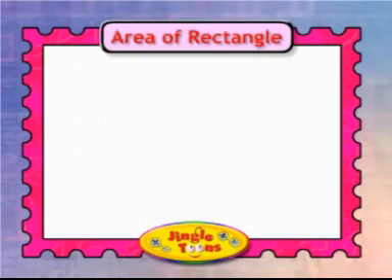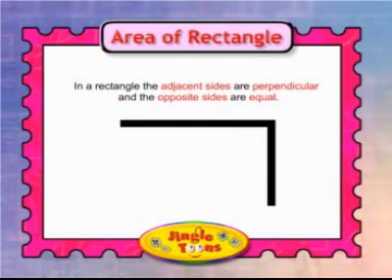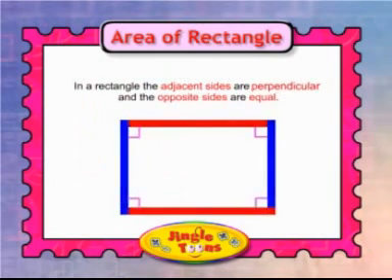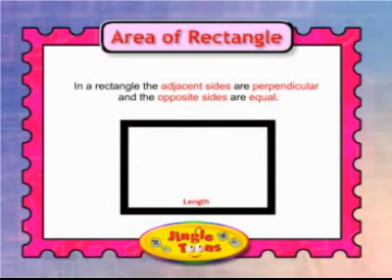Area of rectangle. In a rectangle, the adjacent sides are perpendicular and the opposite sides are equal. The larger side is length and the shorter side is the width of the rectangle. The area of the rectangle is the surface bounded by all the four sides, which is equal to the product of its length and width.